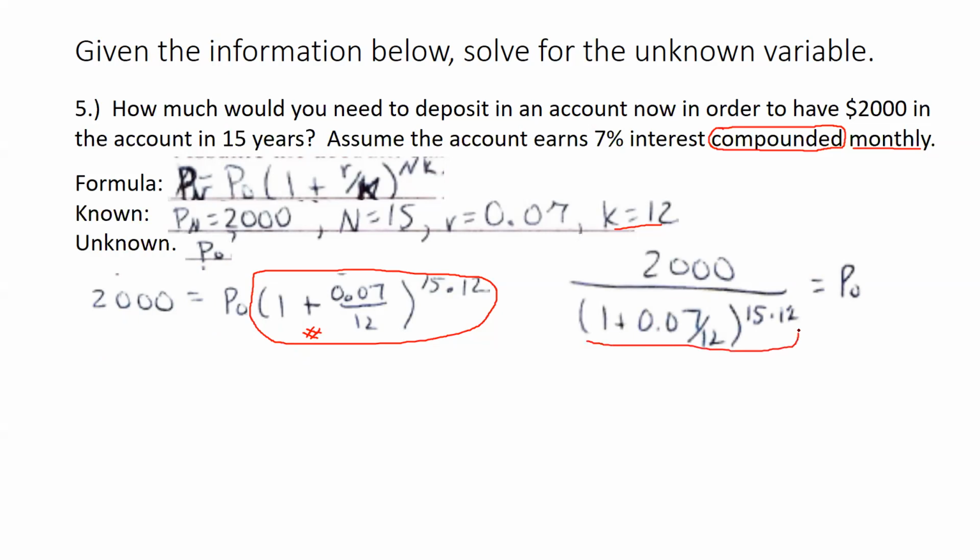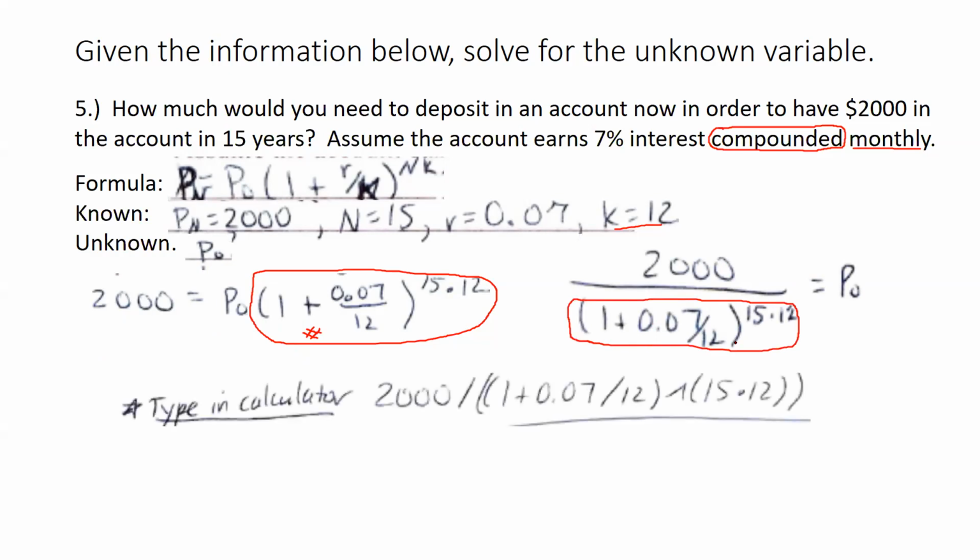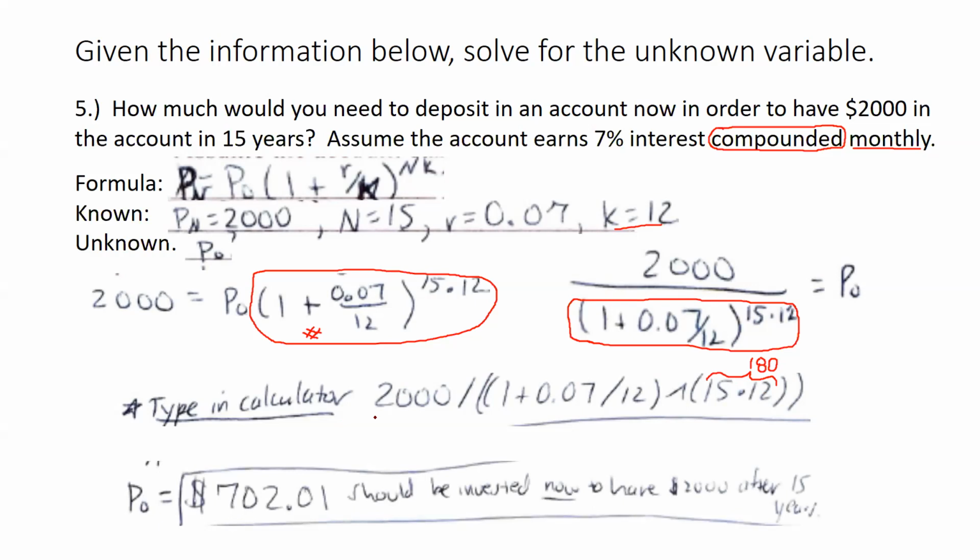And this is where we really need to pay mind to compounded error. Make sure that you're typing this into your calculator appropriately. I use parentheses very liberally, but for me personally, before I even type this in, I would just set this off to the side as 180, because 15 times 12 is 180. And so then I would end up with whatever that number is, 2,000 divided by that. I should end up with $702.01.